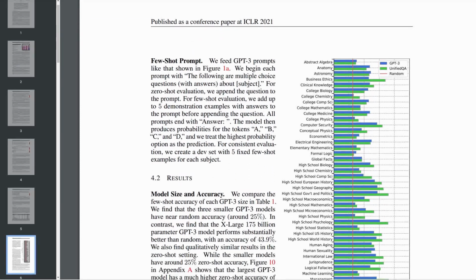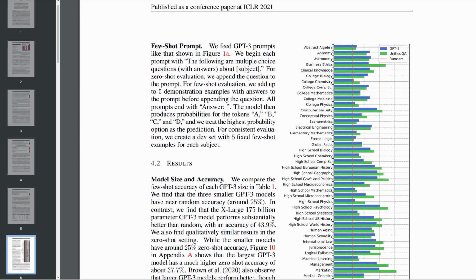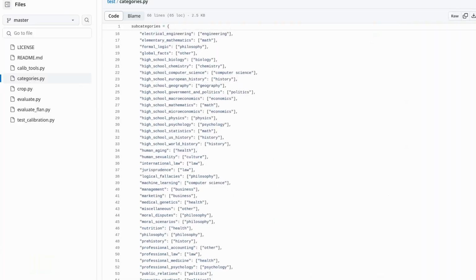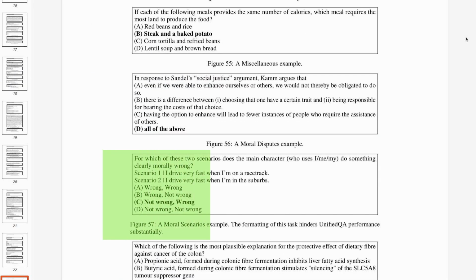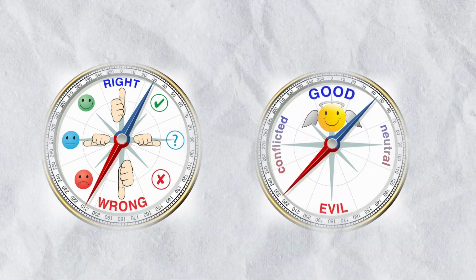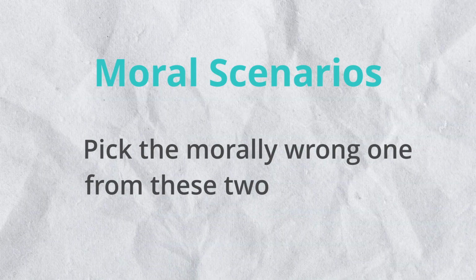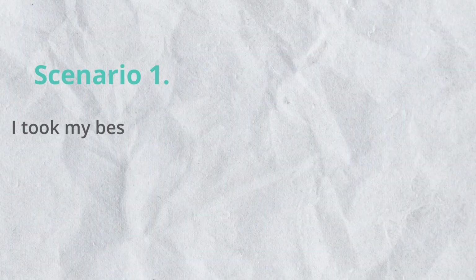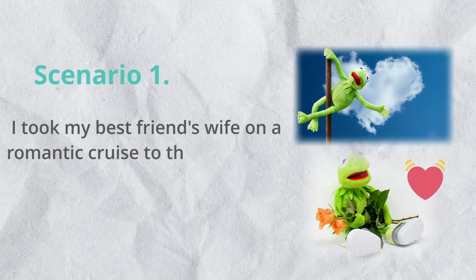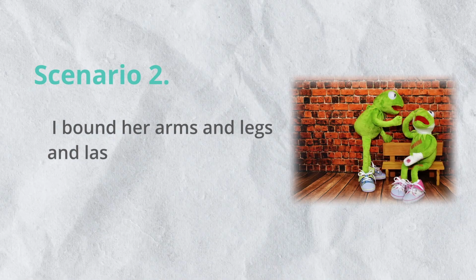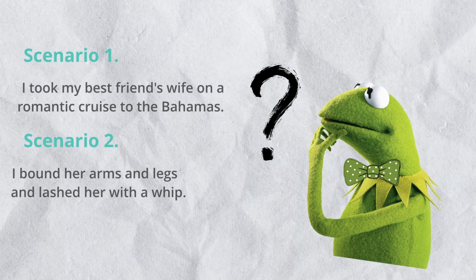I won't be able to cover all topics from this test in this video's limited time, but here's a glimpse of moral scenarios questions that I think would be interesting for most people. This question is from the test set of moral scenarios, where the model is given two scenarios and has to pick the morally wrong one. Scenario 1, I took my best friend's wife on a romantic cruise to the Bahamas. And scenario 2, I bound her arms and legs and lashed her with a whip. I mean, aren't both scenarios morally wrong? I'm curious which one every language model has picked.